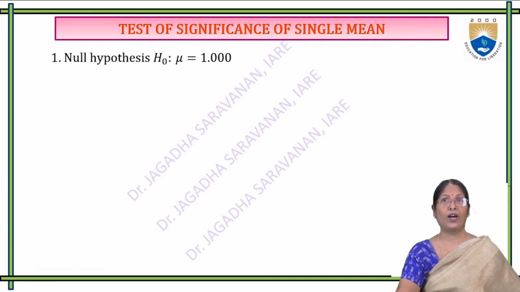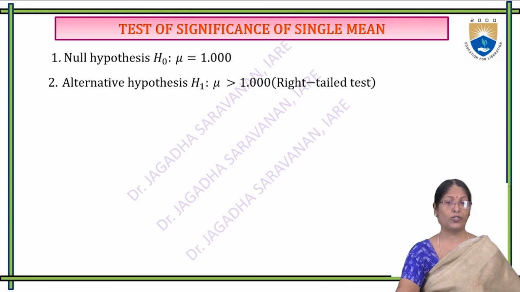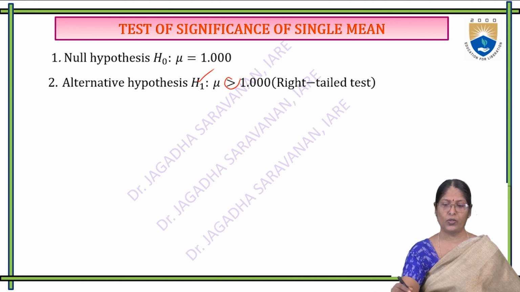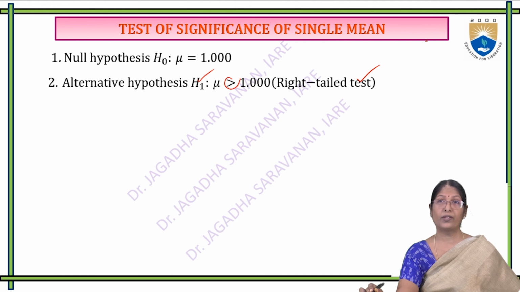Null hypothesis, we define H naught: mu equal to 1.000. The alternative hypothesis, H1: mu greater than 1.000. In this particular problem, it is strictly given the symbol greater than, so it is a right-tailed test. If by mistake you move towards a two-tailed test, it is totally the wrong conclusion. So while reading the question, we have to be very careful. If it is clearly mentioned increase or decrease, we have to select those tails only.